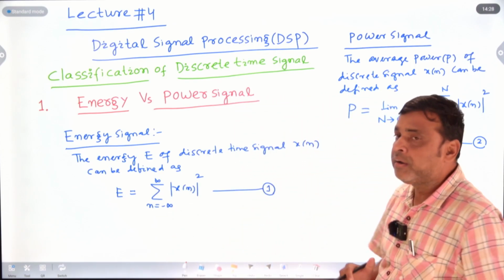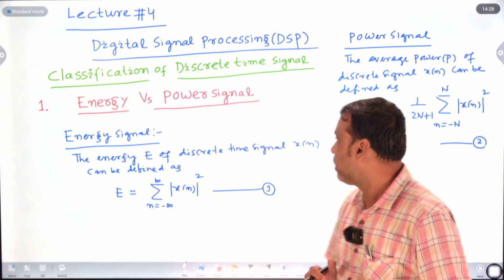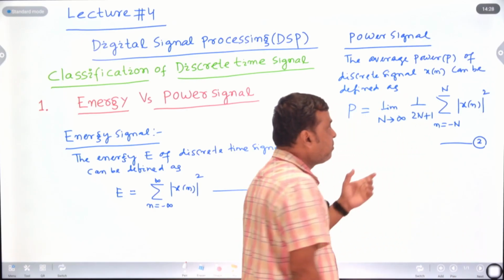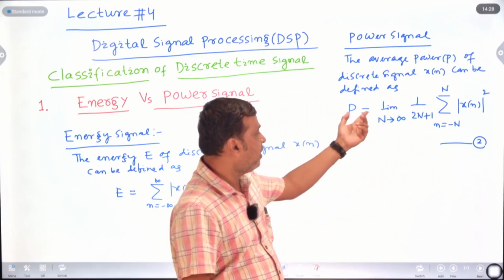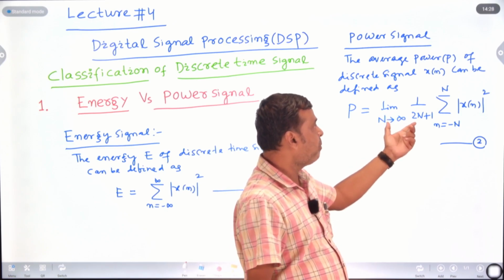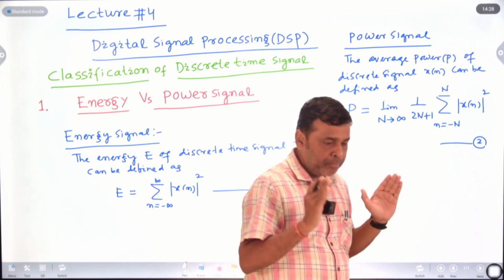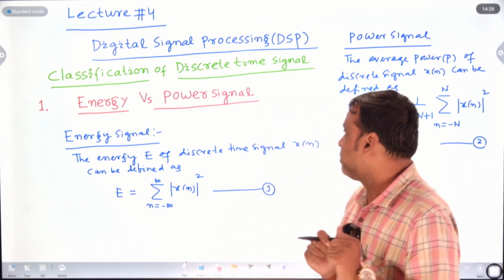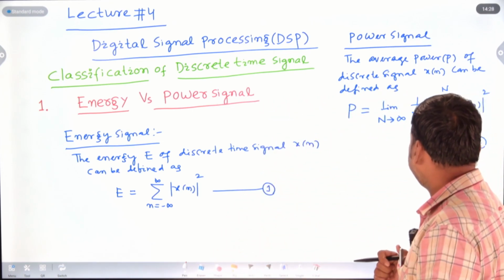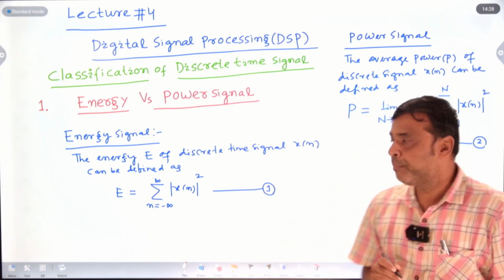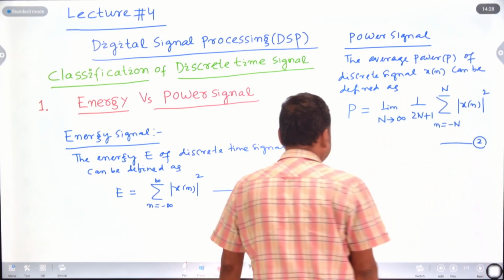If we calculate the average power P of a discrete signal x of n, it can be expressed as the limit n tends to infinity 1 by 2n plus 1 summation of |x of n| squared. N is some period of the discrete signal. So P equals limit n tends to infinity 1 by 2n plus 1 times the sum of |x of n| squared.